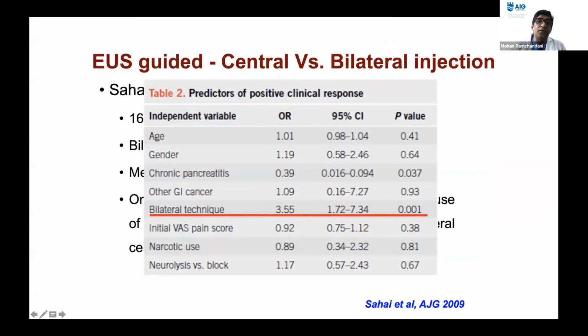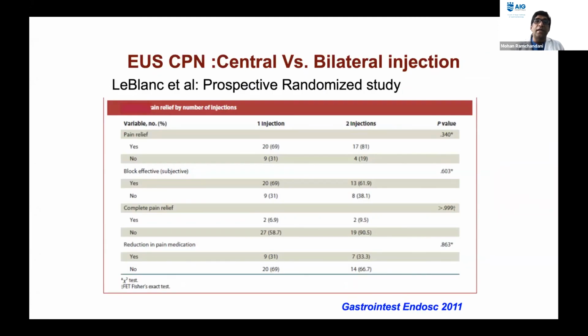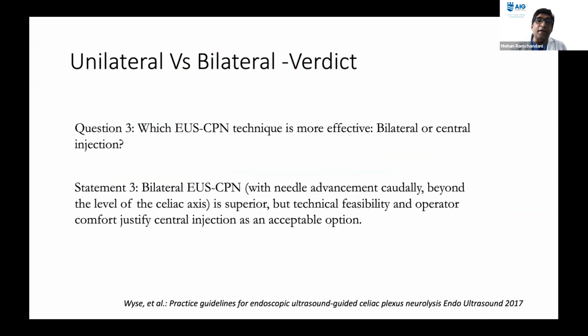But as we know, randomized controlled trials are best to give us the final verdict. And this randomized controlled trial, including a very small number of patients, has shown no difference. So what is the final verdict? Whether you do bilateral or central.